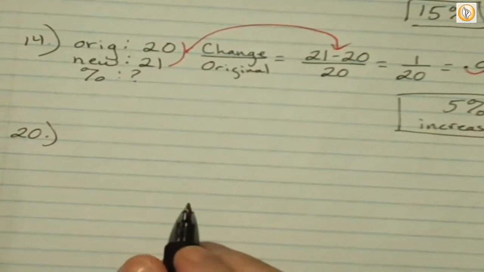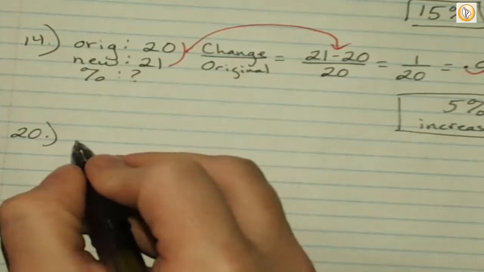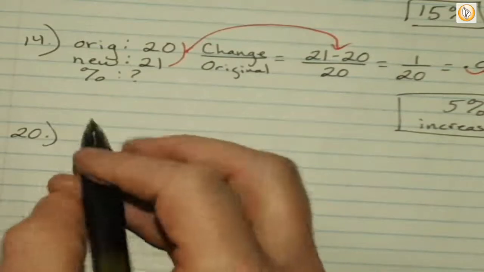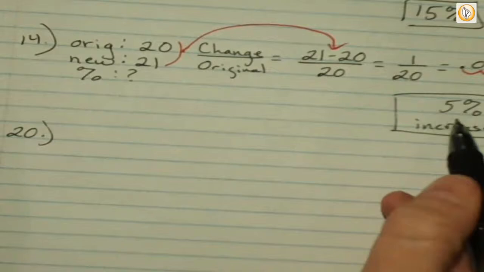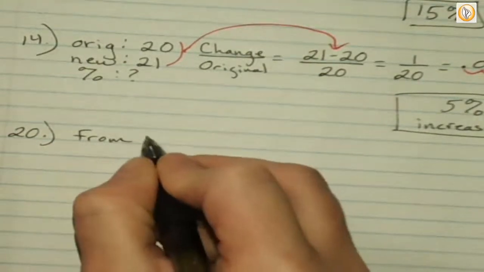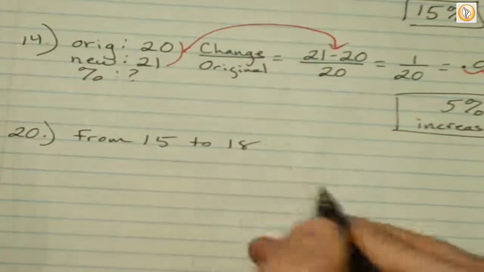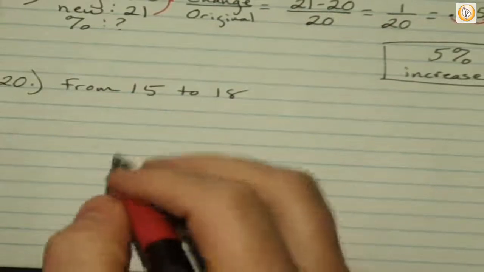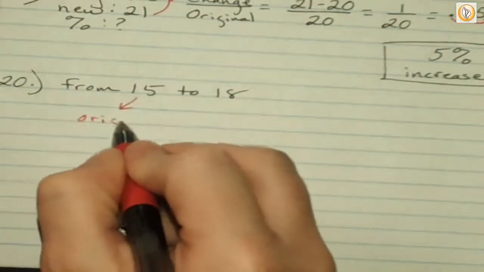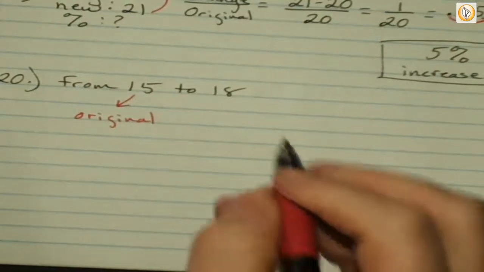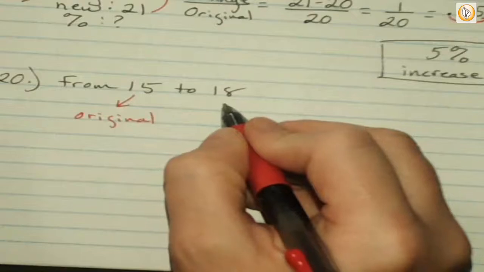All right, Kelly, you're doing number 20. All it says is write the amount of change, then find the percent change, indicate whether it's increase or decrease, round to nearest percent. Basically, we're doing the same thing here. So 20 says from 15 to 18, like the very first example we did. So Kelly, what is the original amount? 15. That's right, 15 is original. Make sure you indicate that to help you out. So what is the new amount? 18. That's right.